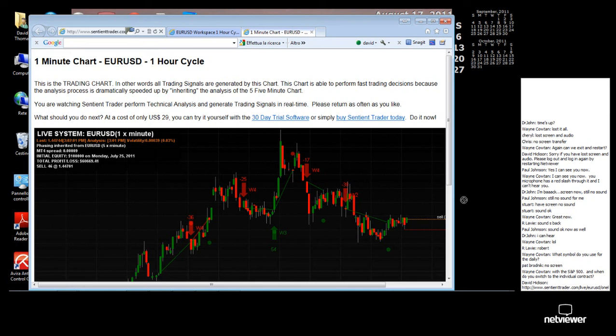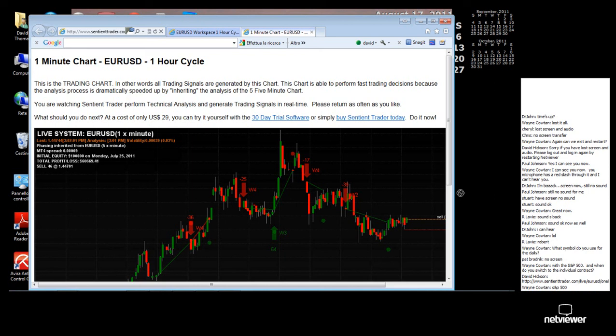Let me quickly see what symbol do you use for the daily. For the daily, I assume you're talking about the euro to US dollar. If you're talking about the euro to US dollar for the daily, I use MetaTrader data. SentientTrader can read data from MetaTrader. MetaTrader is free, and so you get free symbols.